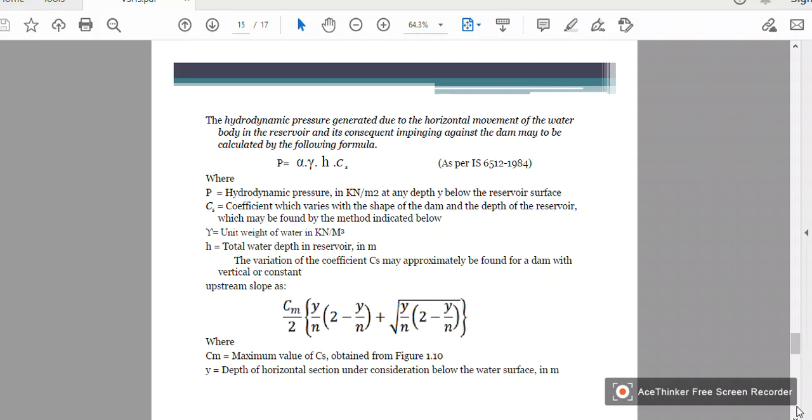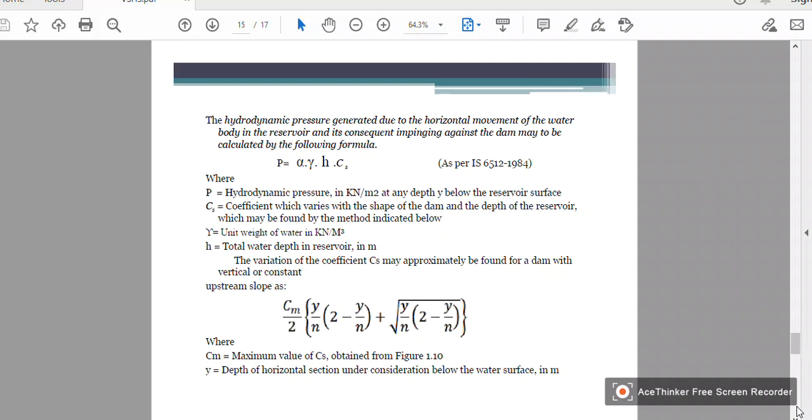The hydrodynamic pressure is alpha into gamma into h into Cs, where Cs is calculated by the formula below, that is Cm by 2 into [y by h into (2 minus y by h) plus root over y by h into (2 minus y by h)]. This formula is used to calculate Cs, the coefficient for various shapes of dams. The dams are generally of different shapes, that is trapezoidal, or with a vertical water-side face, or an angular face. These different faces are considered for the construction of a dam.